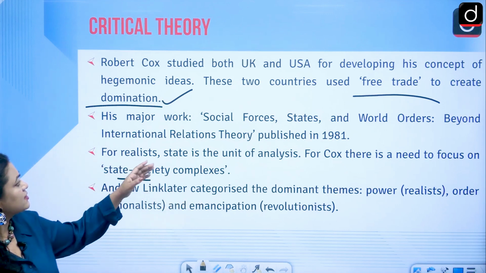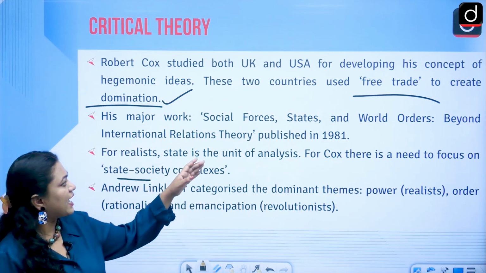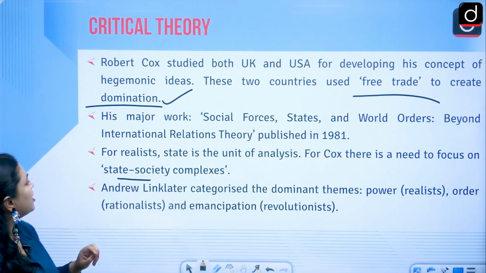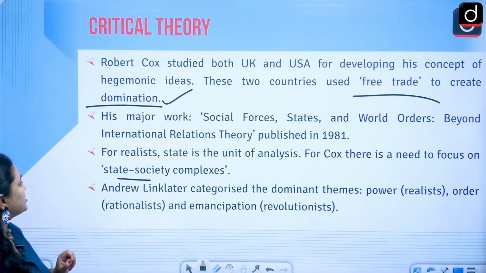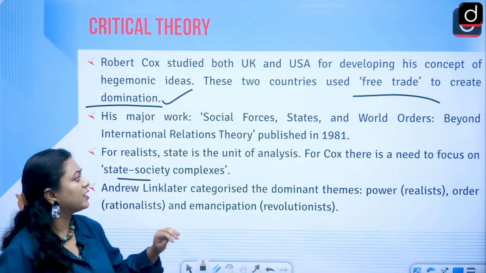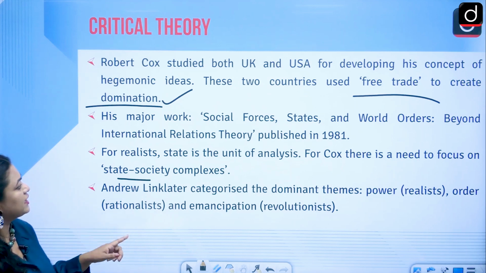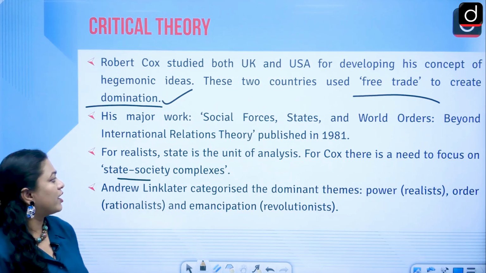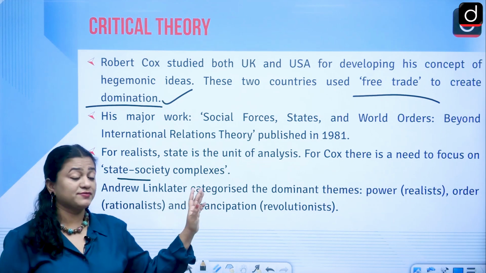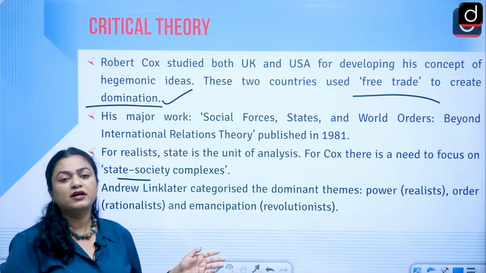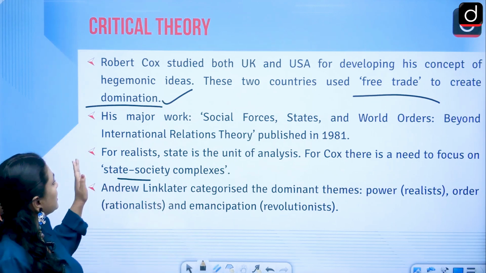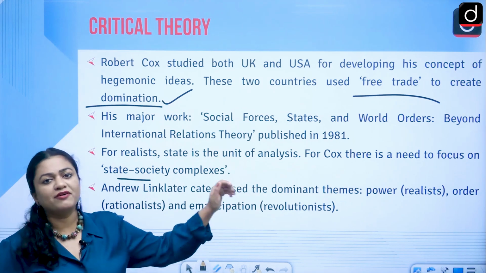His major work is Social Forces, States and World Orders: Beyond International Relations Theory, published in 1981. This is one of the most important theories written by Robert Cox. For realists, the state is the unit of analysis, as you must have seen in my first and second videos.